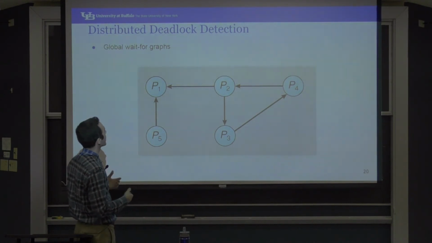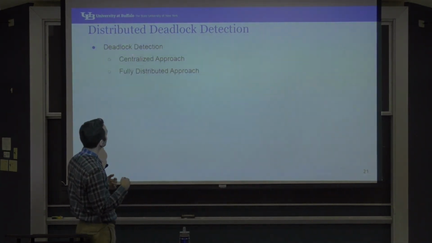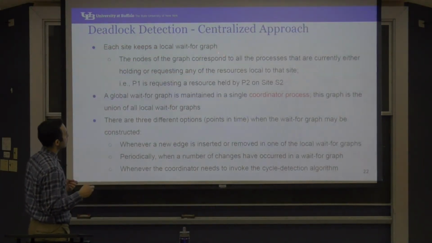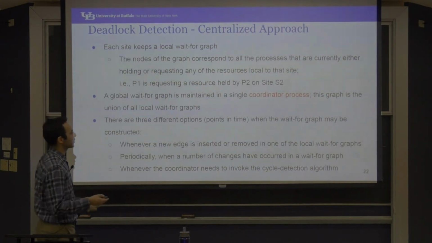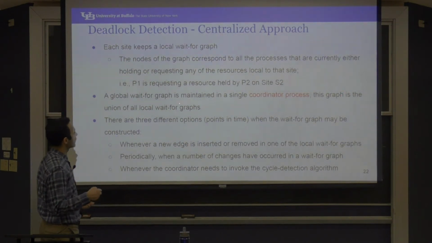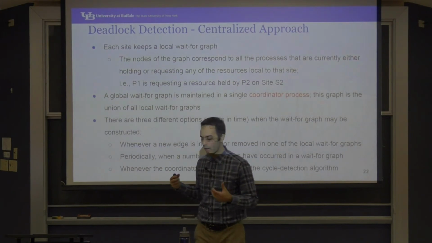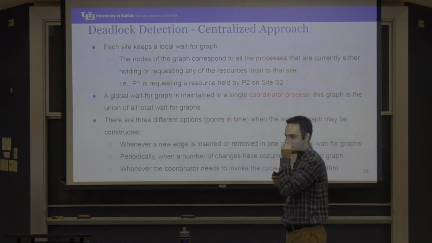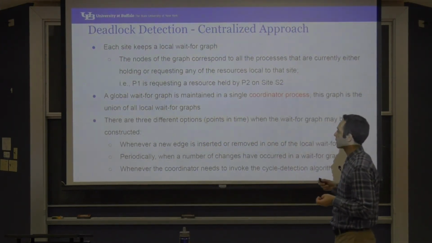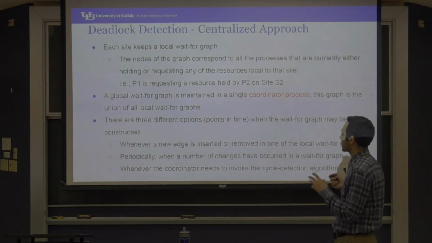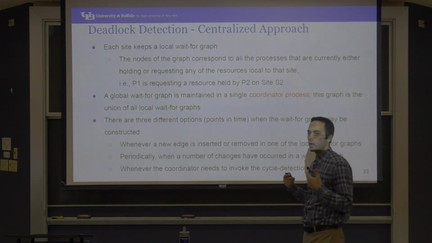Now, this is the centralized approach. Now we also have the fully distributed approach, right? In the centralized approach, each of them will hold their own graphs. At some intervals, they will update the coordinator, and the coordinator now has a single global union of all these wait-for graphs, and then can run the detection algorithm, and then let the other sites know. Now, at different points of time, the coordinator can update the information.